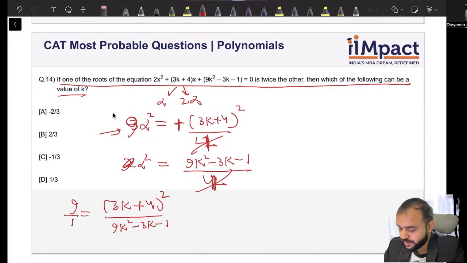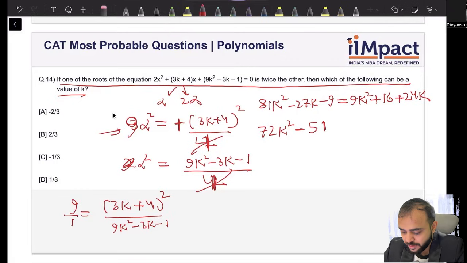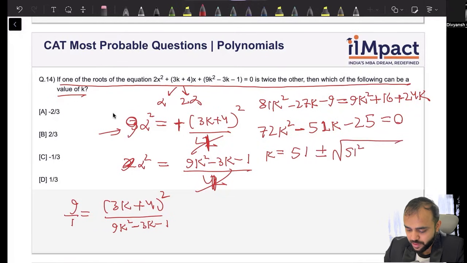minus 3k minus 1. 81k square minus 27k minus 9 is equal to 9k square plus 16 plus 2 into 3 into 4, that is 24k. Or I will get 72k square minus 27 plus 24, which is 51k, minus 25 is equal to 0, or k is equal to 51 plus minus under root of 51 square plus 4 into 25 into 72 divided by 2 into 72.